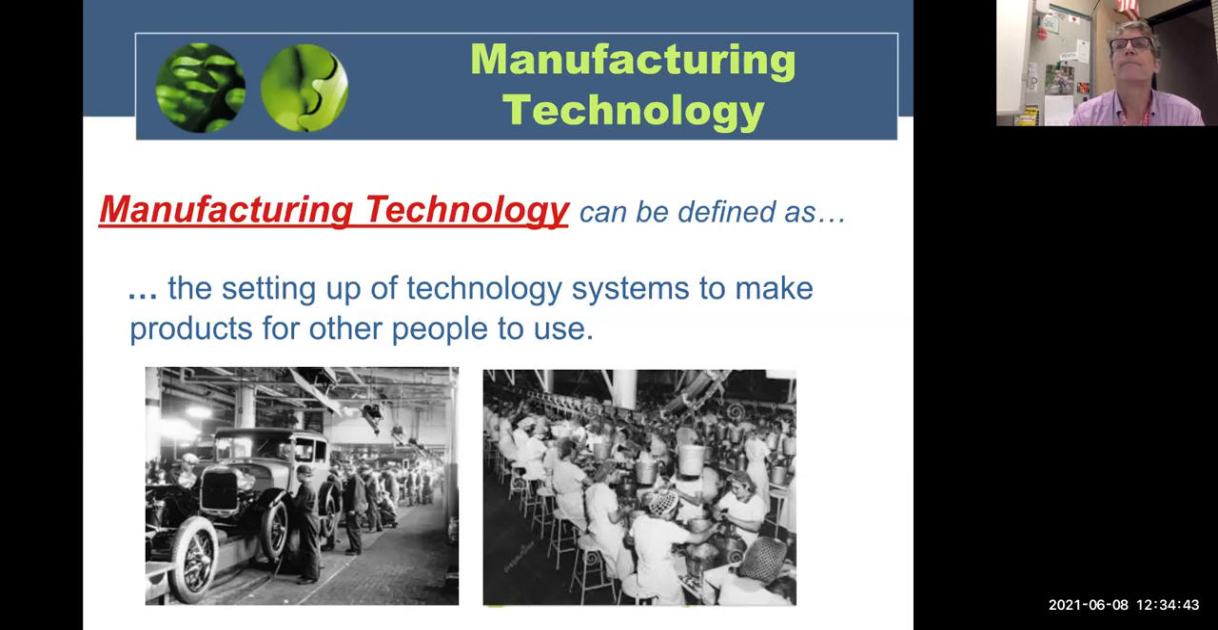Here's our definition. Okay, manufacturing technology can be defined as the setting up of technology systems to make products for other people to use. We will learn most of when we were making things for ourselves, that's all we had time or effort for. So now that we have more time, you can make things for other people and sell them. So manufacturing technology is the setting up of technology systems to make products for other people to use.